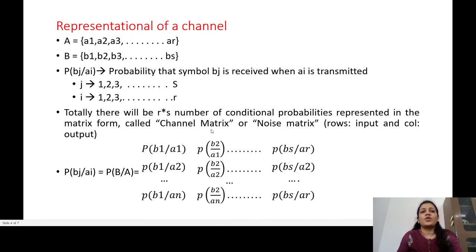So this is our matrix form, and this matrix is called a channel matrix, or it is even called a noise matrix, and it is generally given as P of B by A, where B is the set representing all the output symbols B1 to Bs, and A is representing all the input symbols A1 to AR. So this is our channel matrix, which is represented with the help of transition probability. And these are the three important components we will be using while discussing channels.